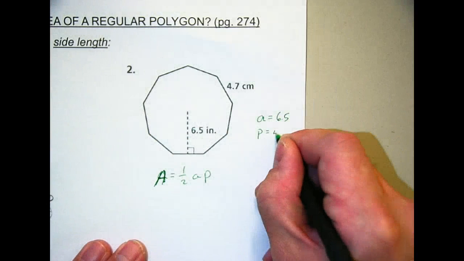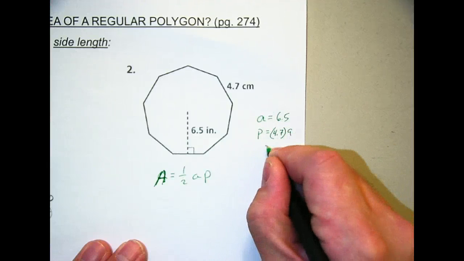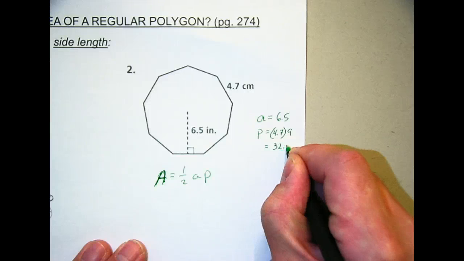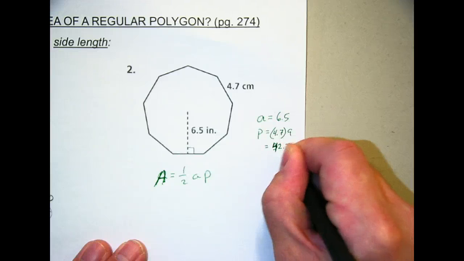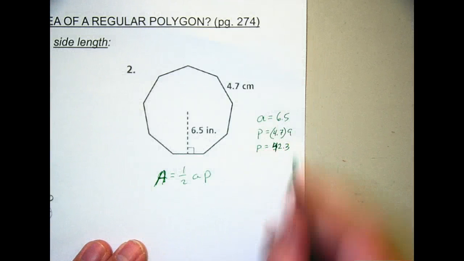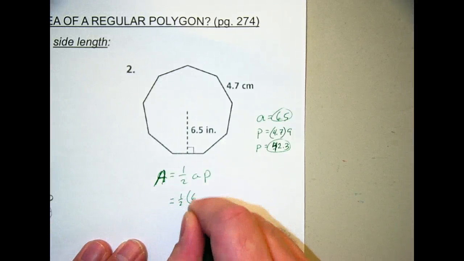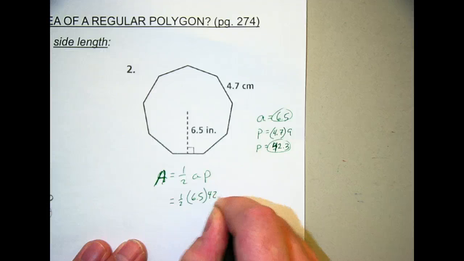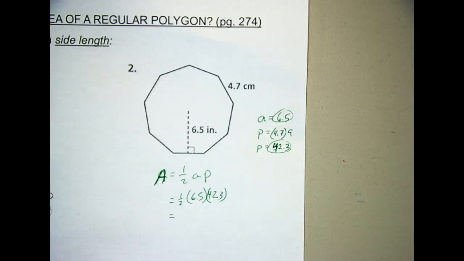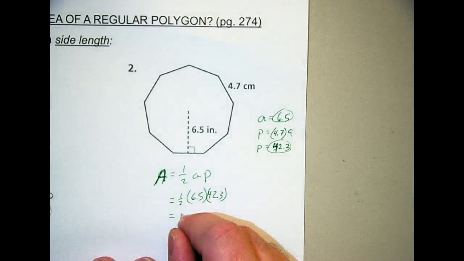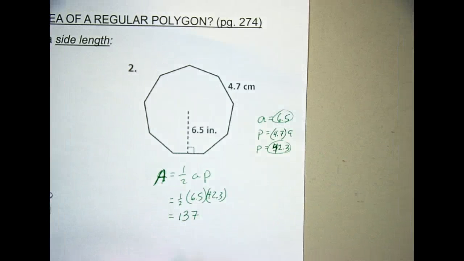Yeah, 4.7 times 9, which is 32.3? Oh, 42. Okay, 42.3. All right, good. So our perimeter is 42.3. So if we use that, we just plug them in. We get a grand whopping total of 137. That's rounded. Some round to the nearest whole number.